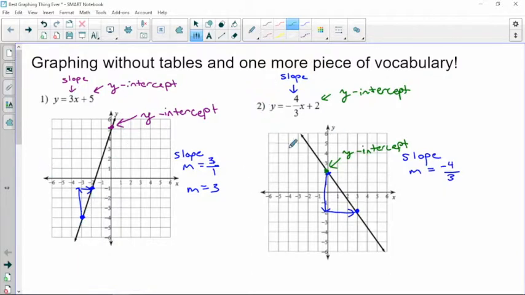If I hadn't known what the equation was and just had the picture, I could have found this intercept at 2 and the slope of negative 4/3, and I would have put negative 4/3 with x and plus 2, because this is a positive 2 by itself. Y equals negative 4/3 x plus 2.